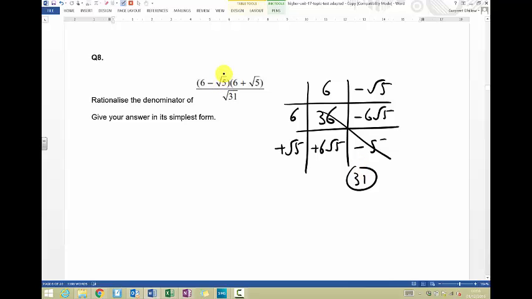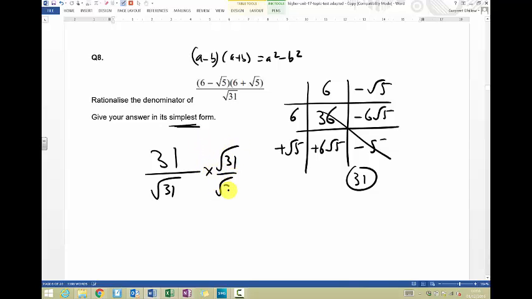And the way you could have got to that quicker is to spot that that's of the form a minus b, a plus b, which is a difference of two squares. So it's just that square take away that square, which is 36 take away 5. Either way, you get 31 at the top and root 31 at the bottom. It says in its simplest form, so you should rationalize the denominator by timesing top and bottom by root 31. And then you get 31 root 31 over 31, which cancels down to just root 31.